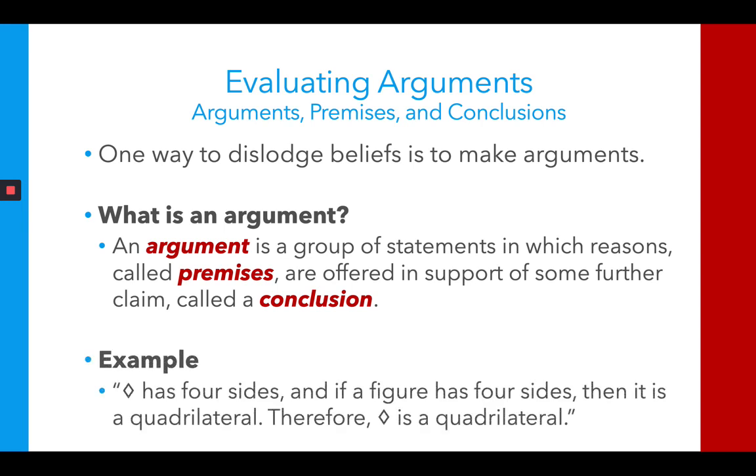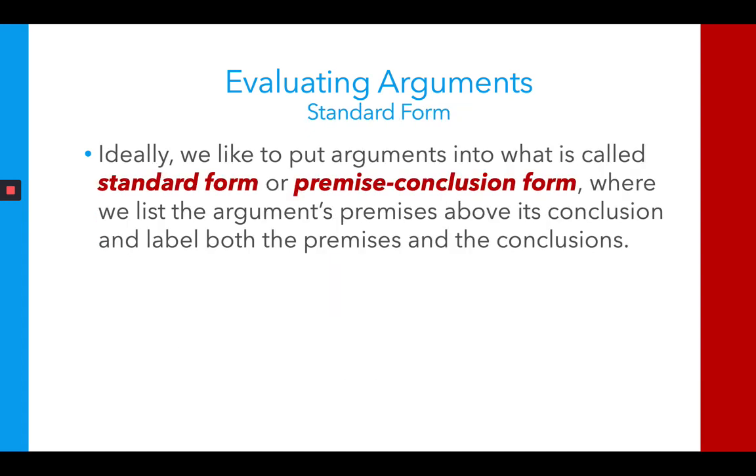So here's an example of an argument. This diamond figure has 4 sides, and if a figure has 4 sides, then it's a quadrilateral. Therefore, the diamond is a quadrilateral. That's an argument. It's got premises, it's got a conclusion. Ideally, we'd like to put arguments into what is called standard form or premise-conclusion form. I'll often refer to it as standard form, but maybe that's a little vague. Sometimes students like to call it premise-conclusion form.